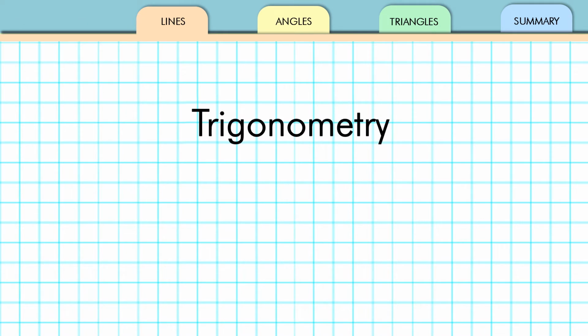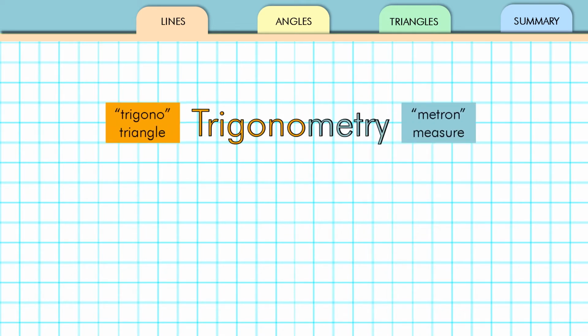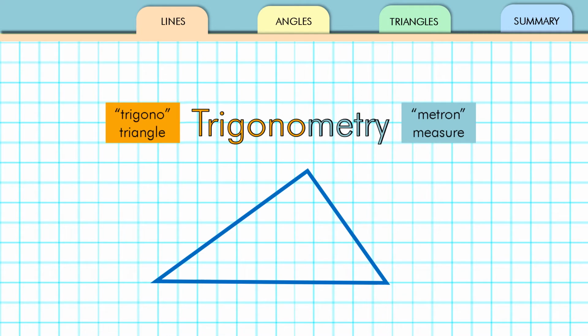The word trigonometry was derived from the Greek word trigono, meaning triangle, and metron, meaning measure. As the name suggests, it is all about triangles, specifically right-angled triangles with one of the internal angles measuring 90 degrees.